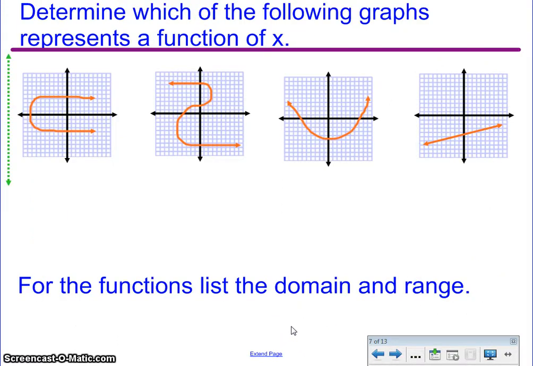I want you to go ahead and determine which of the following graphs represents a function of x. Please press pause, decide whether or not they are or are not a function, and come back when you're ready.